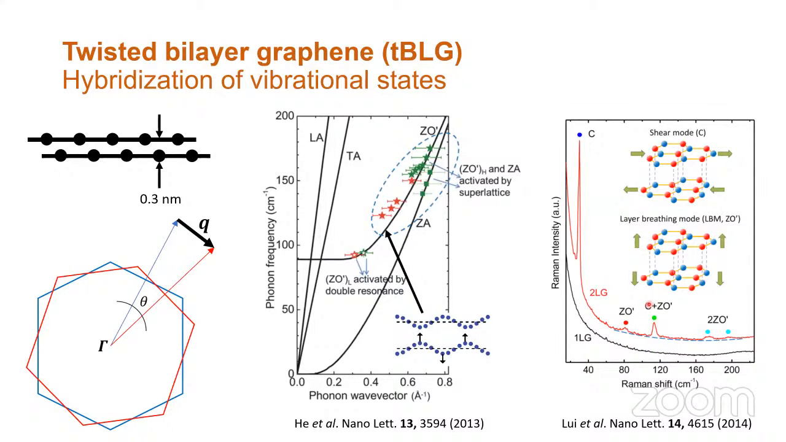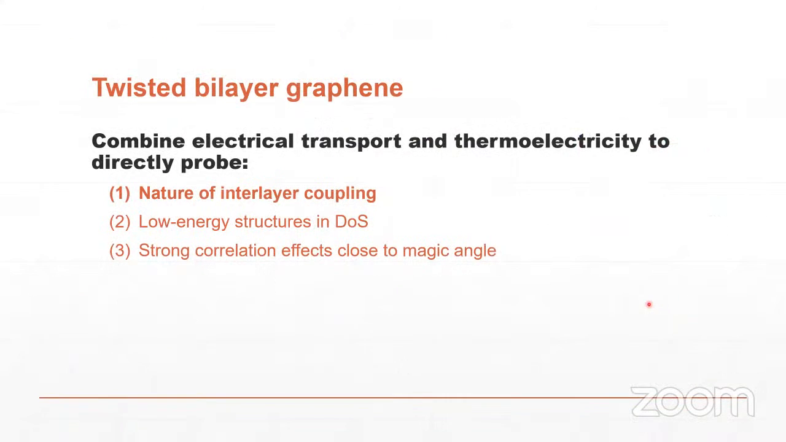Okay, so there are two different phenomena that occur: the electrons hybridize as well as phonons. Electrons, of course, hybridize at a much lower angle. Phonons hybridize at a much wider range of angles. So the question in these twisted bilayer graphene, what are the possible phenomena?